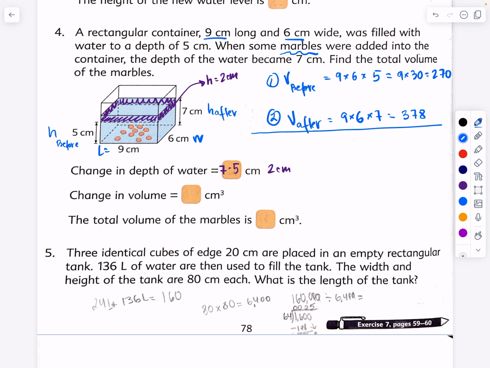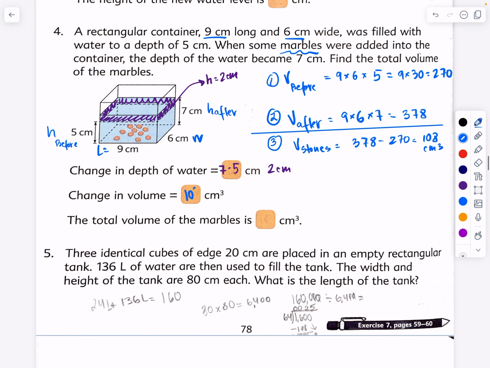Therefore, step 3, volume of stones alone must be 378 minus 270, right? The difference. And that is 108 cubic centimeters. 108 cubic centimeters. I hope you found these problems interesting and useful.